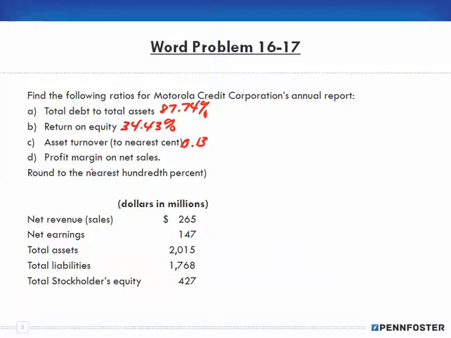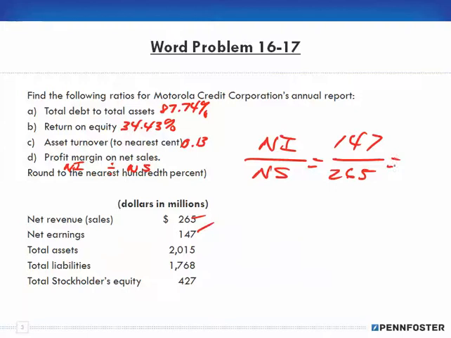Okay, so the profit margin on net sales, and we're going to round to the nearest hundredth of a percent. So profit margin is what? Again, that's the same as net income on, meaning divided by, net sales. So I have my net income divided by my net sales. And that means my net income is $147 right there, and my net sales are $265. So I get 147 divided by 265.